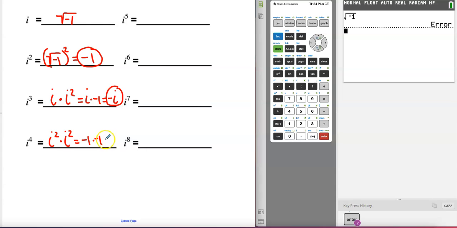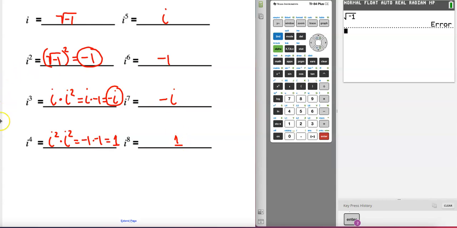All right, and very easily, I know that a negative times a negative is going to give me a positive, so -1 times -1 is 1. Okay, so what if I told you that i to the fifth power is just i, and what if I told you that i to the sixth power is just -1, and what if I told you that i to the seventh power is -i, and i to the eighth power is 1?